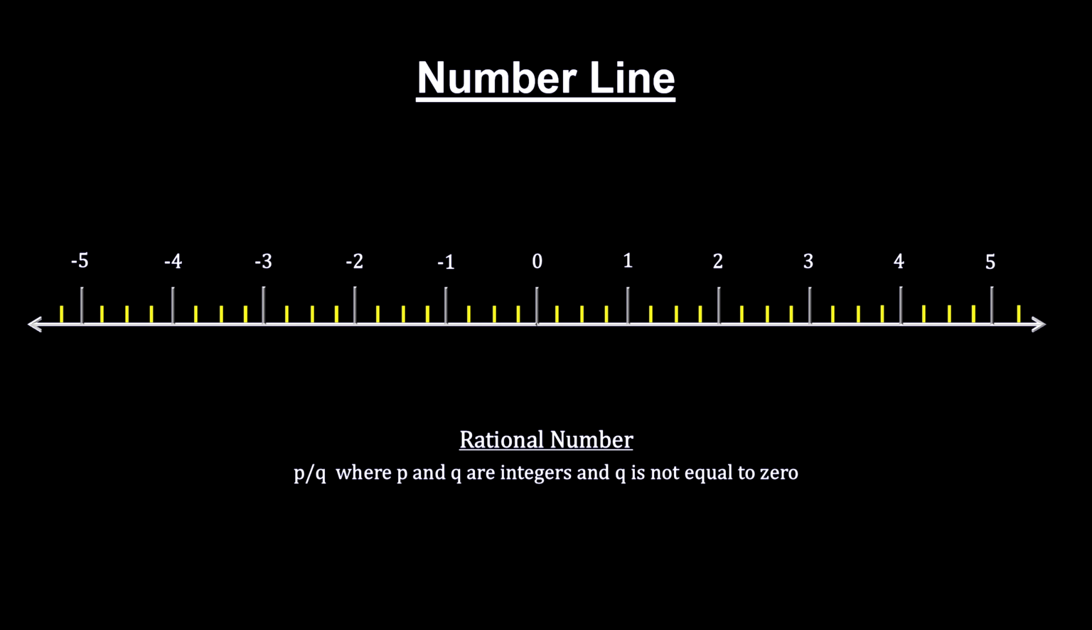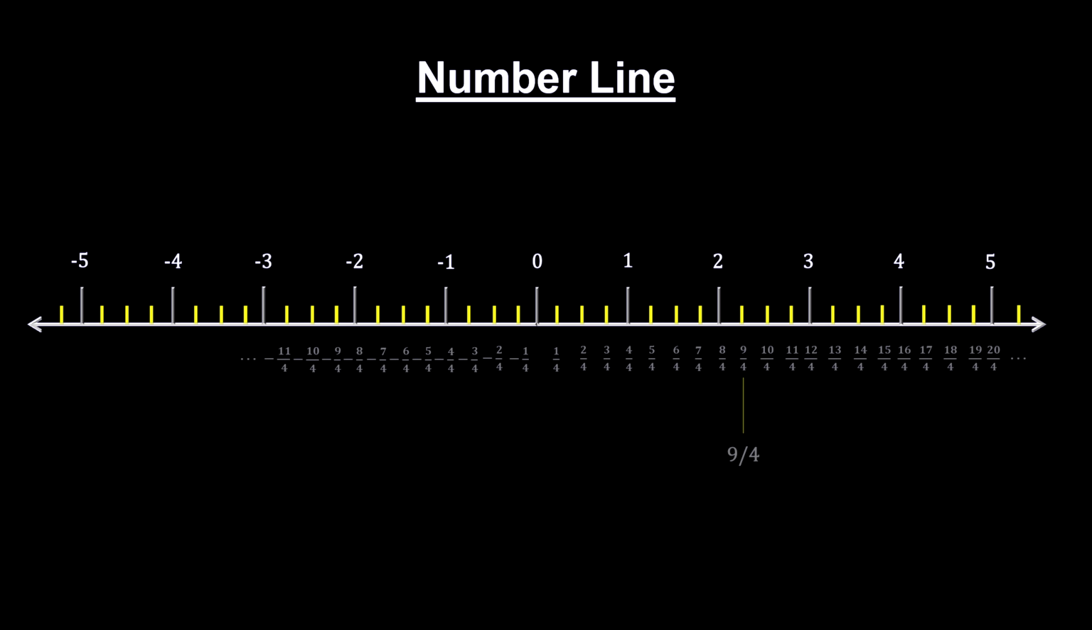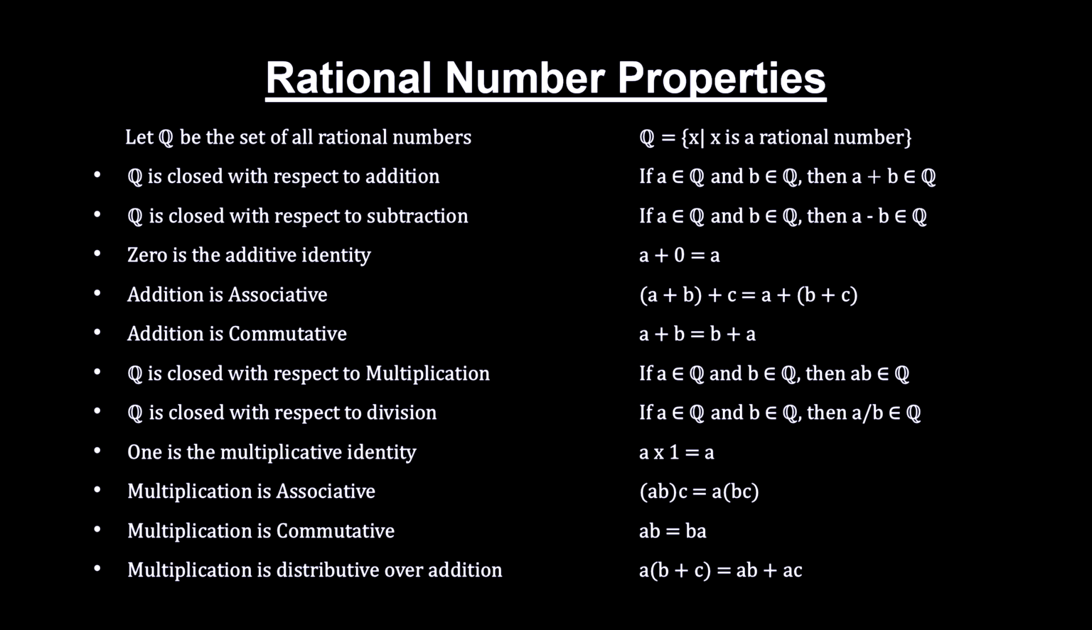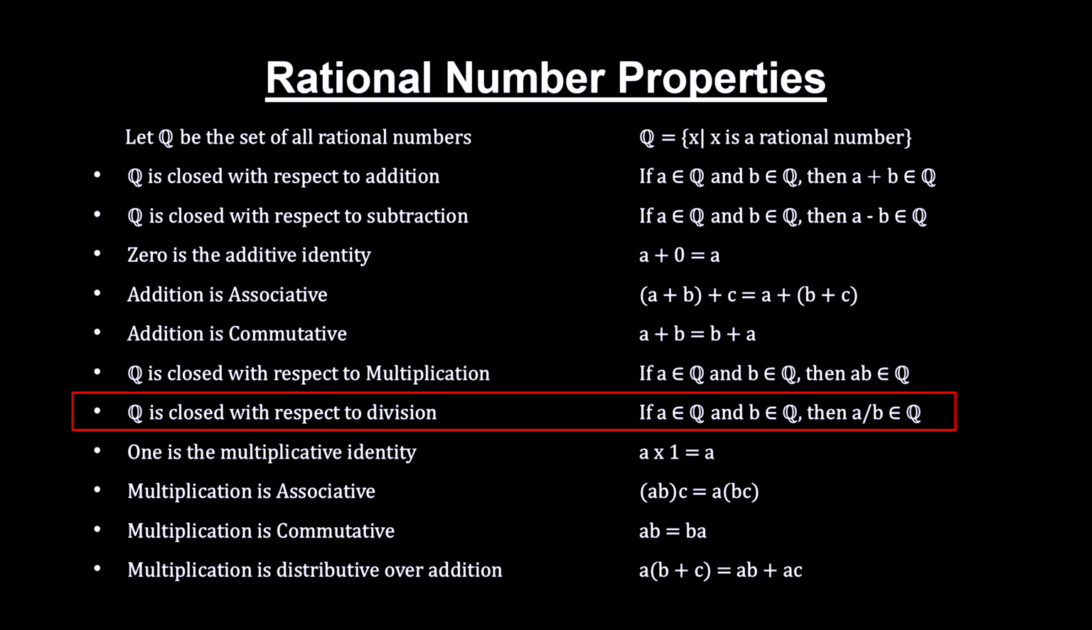To map these numbers to the number line, we simply divide each segment into the number of subsegments indicated by the denominator. For example, here's 9/4. The line that contains all integers and rational numbers and 0 is known as the rational number line. It has all the properties of the integer number line and is closed for all the basic operations.